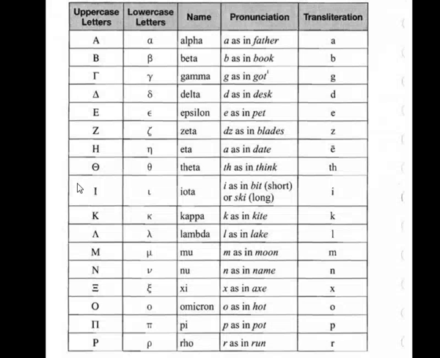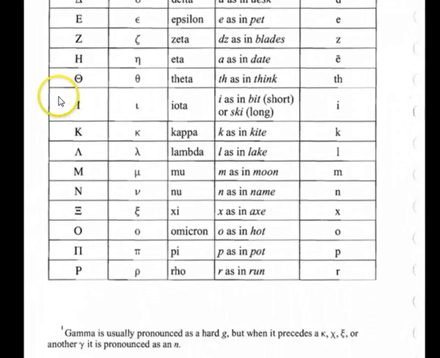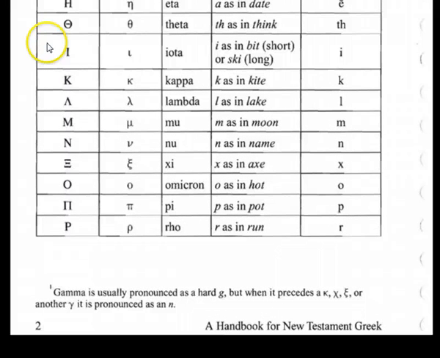In the far right column, the transliteration is going to be the same regardless of the pronunciation. Take note of footnote 1. There you learn that gamma is normally pronounced as a hard G, but when it precedes a kappa, chi, xi, or another gamma, it is pronounced as an N. So angelos has two gammas in it. The first is pronounced like an N, the second as a G.